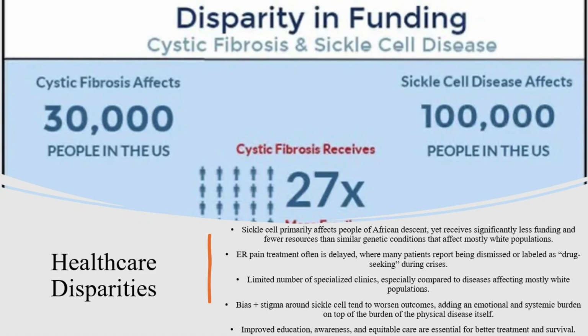There are also far fewer sickle cell clinics across the country compared to clinics for conditions that mostly affect white populations. That means patients often have to travel longer distances and wait for appointments and fight harder just to receive routine care. And the thing is, sickle cell is already a physically demanding, lifelong condition. But on top of managing the actual disease itself, patients also have to navigate and manage stigma, bias, and feeling like they're not believed or valued within the system that's supposed to care for them.